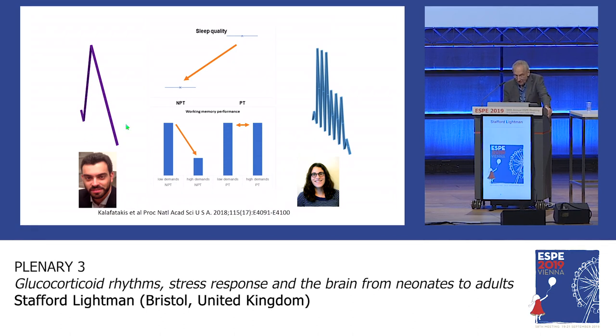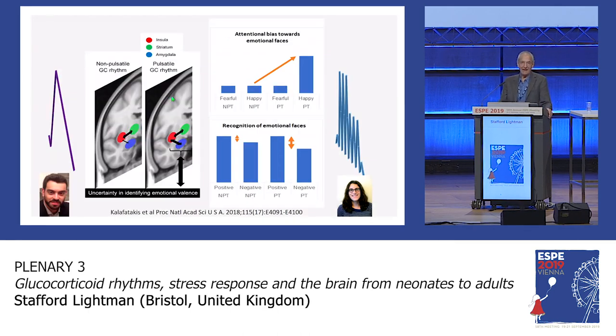I was actually rather more interested in the emotional response because those of us who look after patients with Addison's disease, for instance, find that we have a lot of subjects who are complaining of basically a type of apathy. It's not depression. They just don't have the energy. They don't have the interest in things which they think that they should do. So again, we compared the smooth infusion of cortisol with the physiological pulsatile infusion of cortisol.